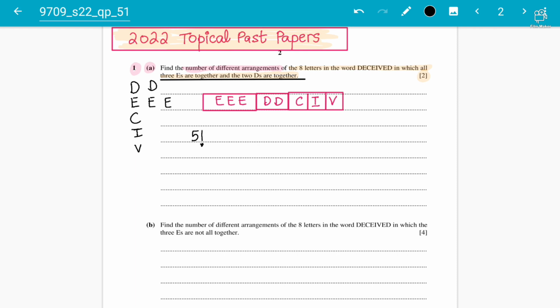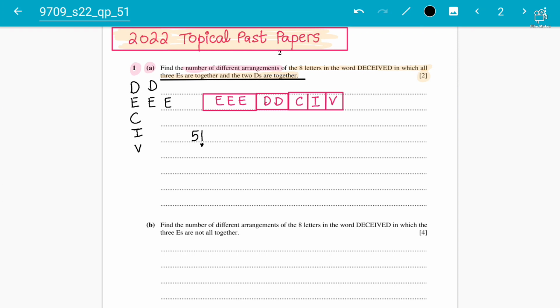So 5 factorial means that you can make it like this: C, V, the 3 E's together in the next place, then you can write the 2 D's together, and then you can write I in the next place. So you can change anything between them. There are 5 factorial ways, which means they can change their places in 5 factorial ways. Whatever the answer is for 5 factorial, that is 5 into 4 into 3 into 2.